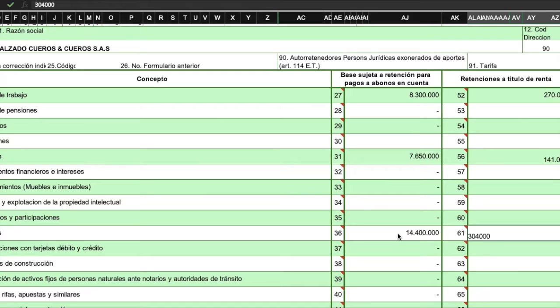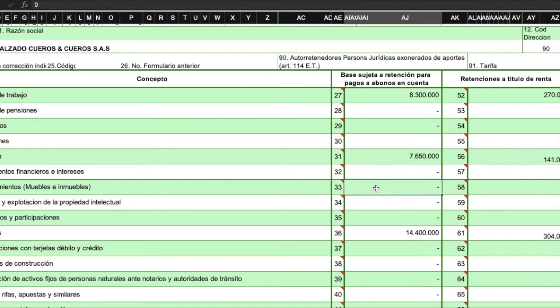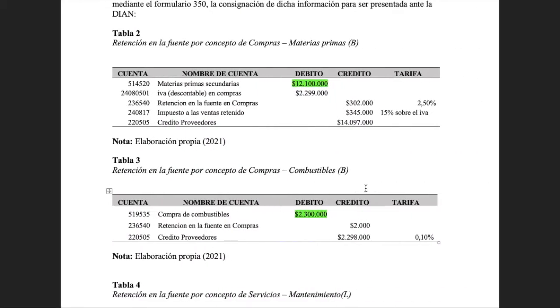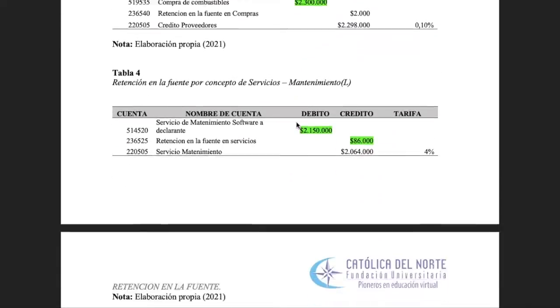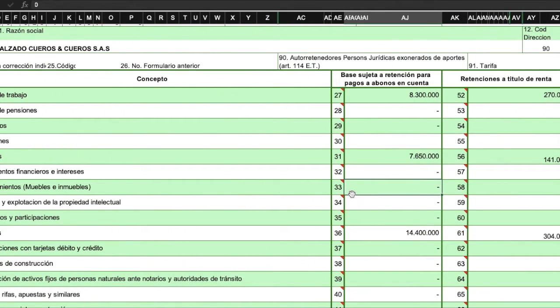The next box is the value of the monthly deduction for payments or credits in respect of leasing, rent of movable and immovable property, at a rate of 3.5%. For example, a tax basis of 14 million. Total deduction 542,000.